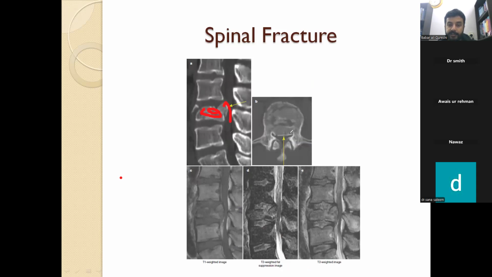Here we can see in the axial cut, more than 50% of the canal has been compromised. Now interpreting it on the MRI, we can see there has been disruption of the vertebral body. At the same time, a portion of it has gone into the canal. Here we can see it is compressing the cord, and color changes can clearly be seen.